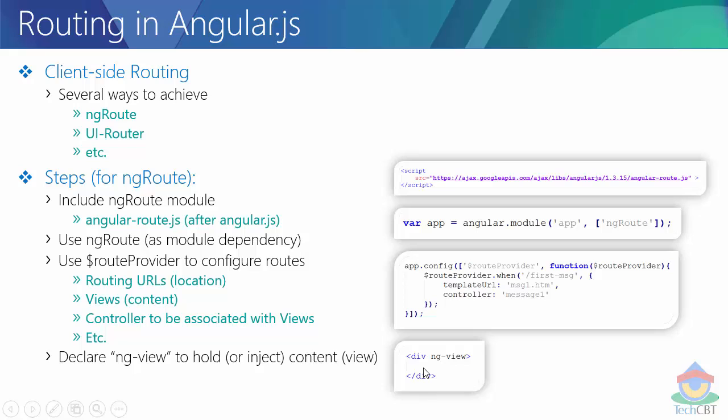And that says that you can always have only one ngView in your application. You cannot have more than one ngView. This ngView related element can always hold the dynamic content which is going to be loaded through any of the existing routes you specify as part of your routeProvider configuration. So let us jump into some code.